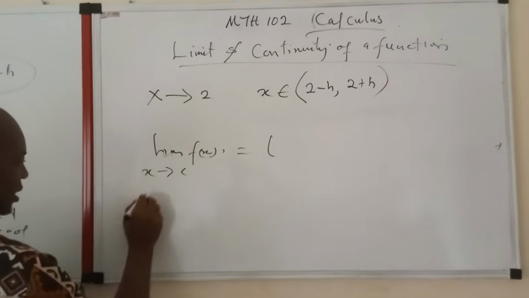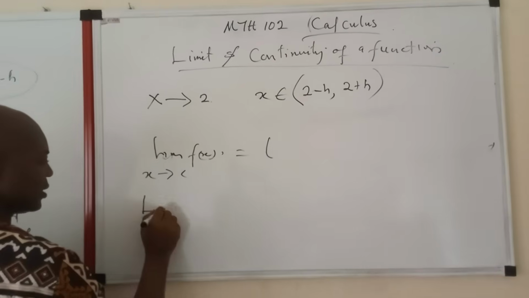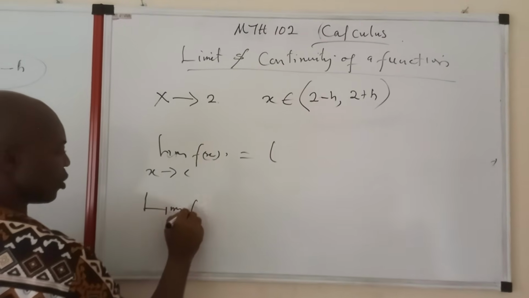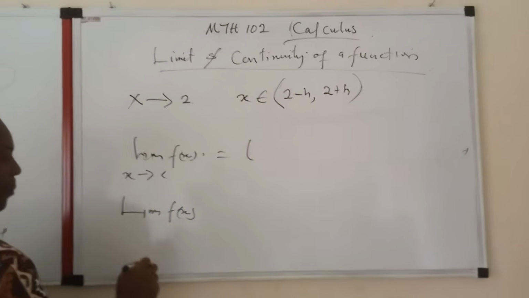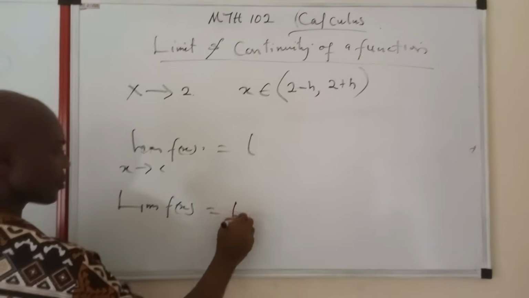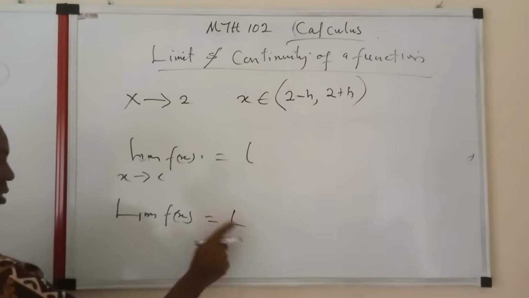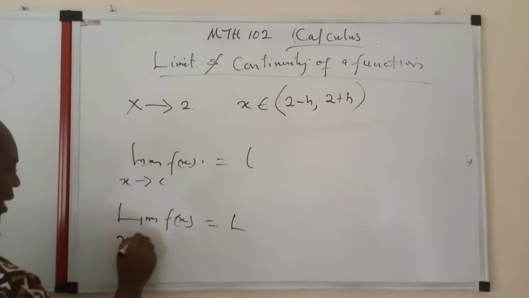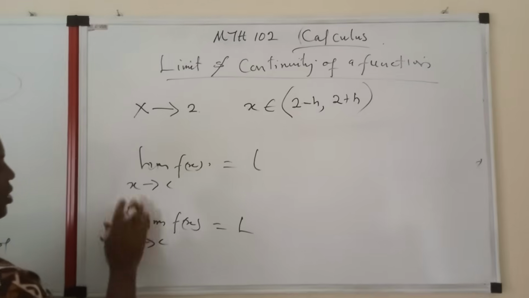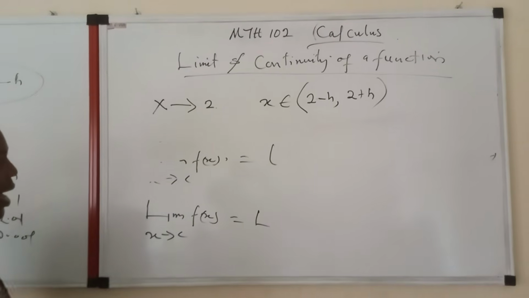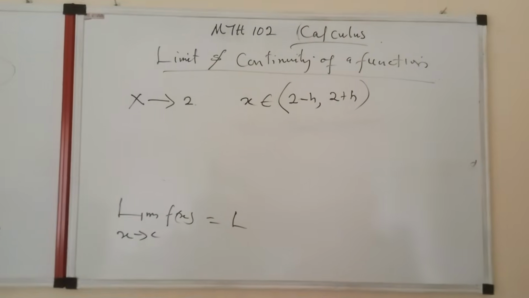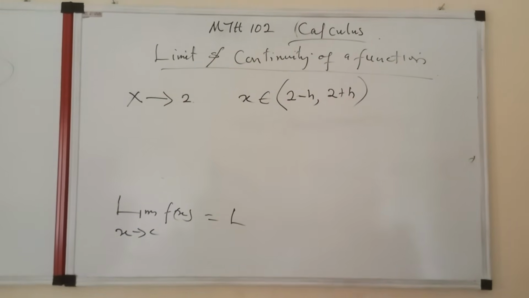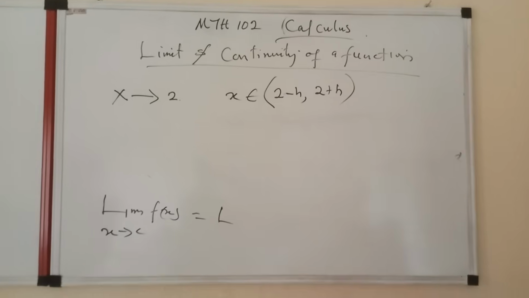This is the same thing. Let me write it clearly. The limit of a function, say f of x, is a number L that f of x tends to as x also approaches c. Now, let's consider one example to further illustrate what I'm saying.